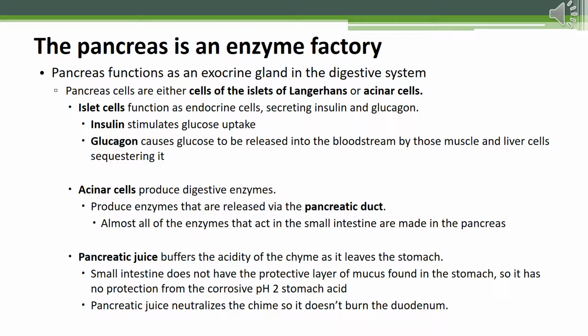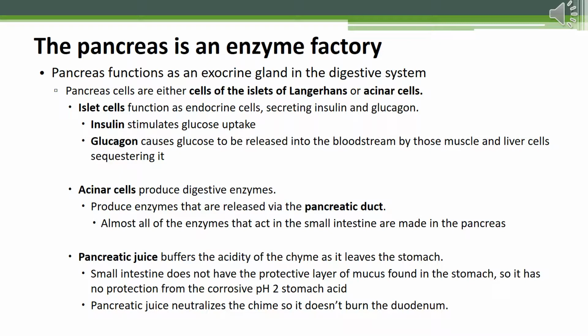So now we're going to talk about the acinar cells, which produce digestive enzymes. And these enzymes that are produced here are released via a duct called the pancreatic duct. Almost all of the enzymes that act in the small intestine are actually made in the pancreas. And like I said before, it secretes pancreatic juice, which contains buffers to neutralize the acidity of the chyme, which has left the stomach.